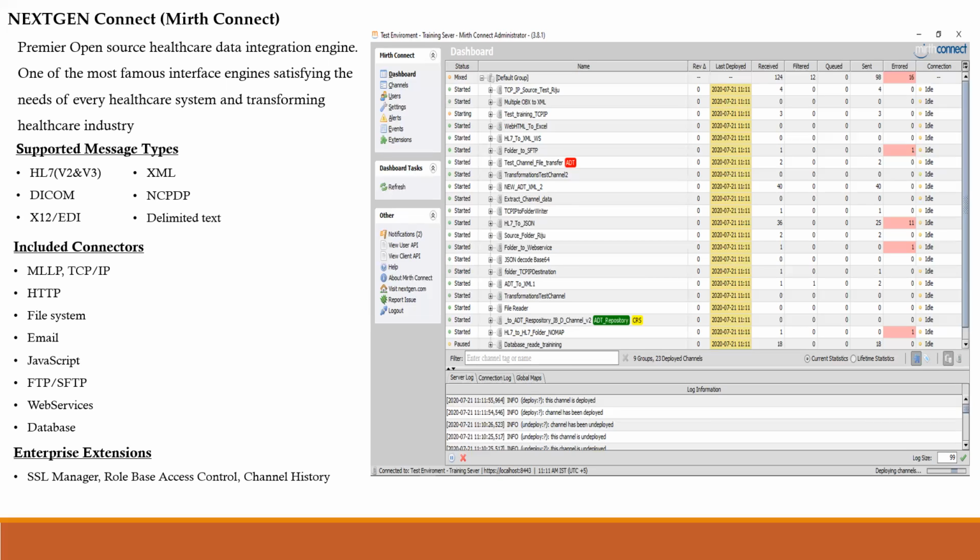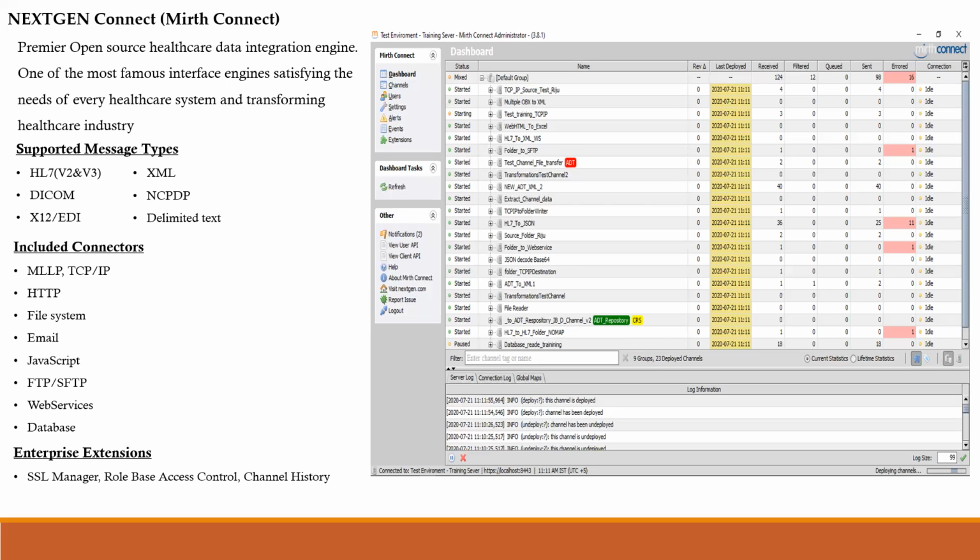Okay, and the security factor purely depends on where you're installing your Mirth Connect. How is your infrastructure designed? It is not based on the software. It is based on the infrastructure that your hospital or your network is maintaining to ensure that there are no external threats.